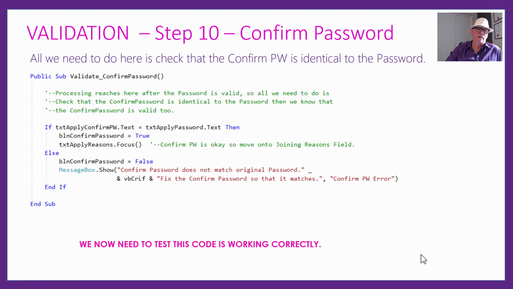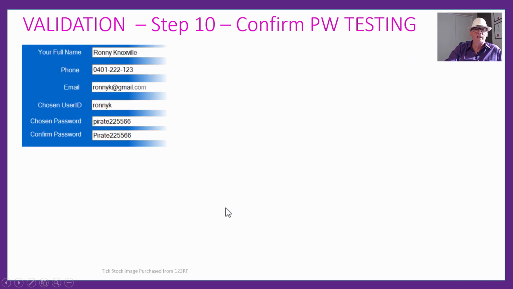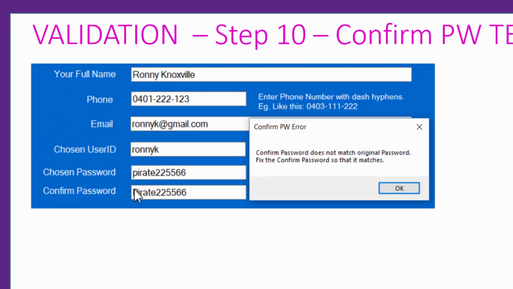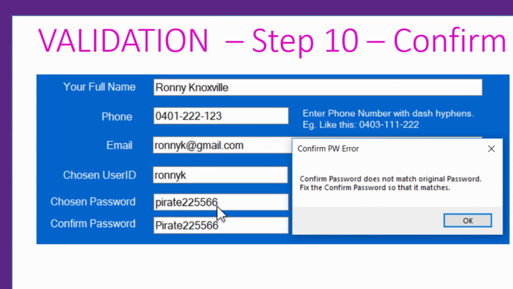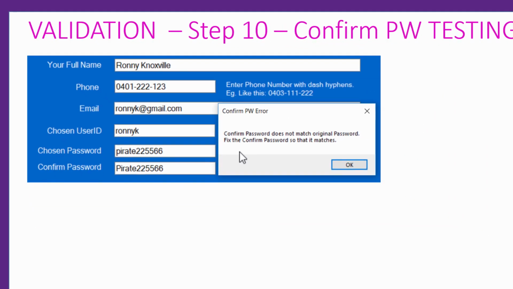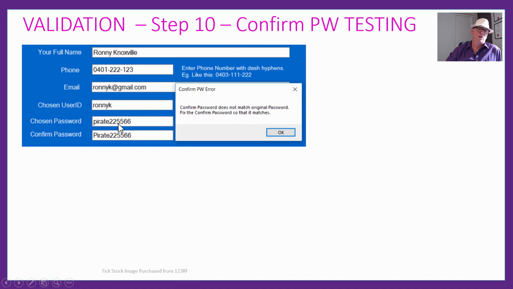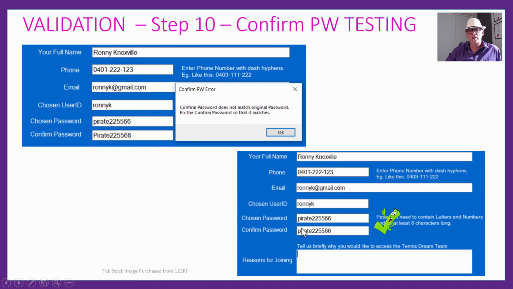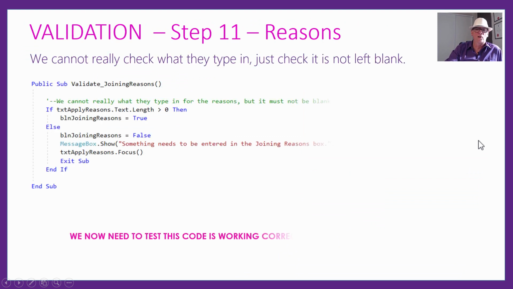Now, confirm password's really easy. All you've got to do is check that the confirm one is exactly the same as the one for the password. So just check those 2 text boxes are identical, and that's all good. So if they put in pirate 225566 here, and here they've used a capital P for pirate, so it is case sensitive, little p there and capital P here, that'll come up as a mismatch, so confirm password does not match original. Fix your confirm one up. As long as they're all the same, both using little p and the same letters and numbers, that's good, and that'll tick off. And we're just down to reasons for joining, and reasons for joining is a simple one.